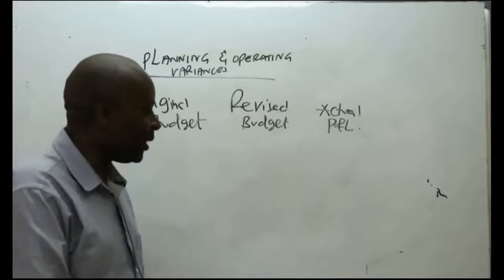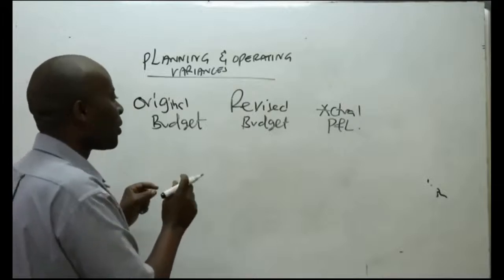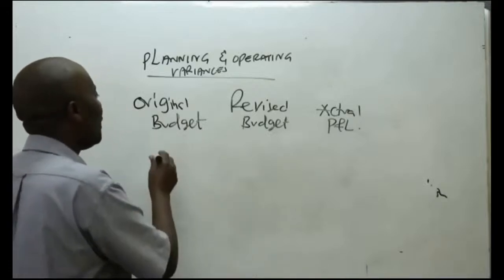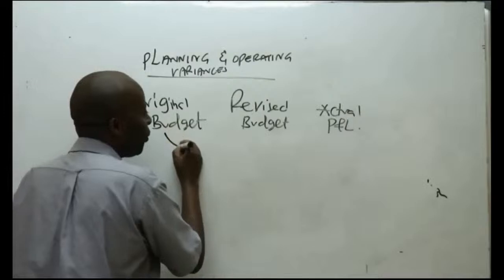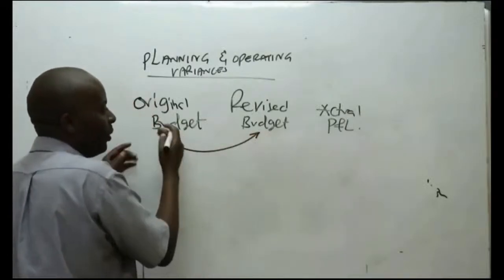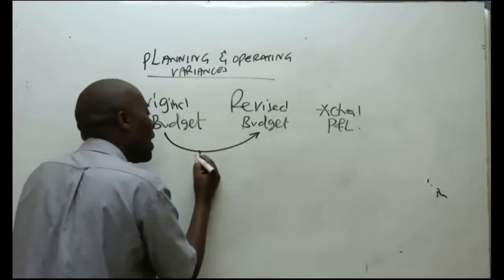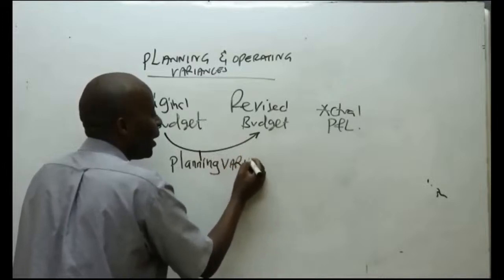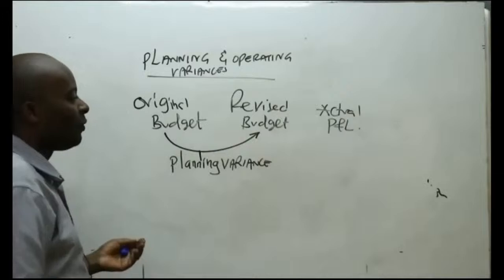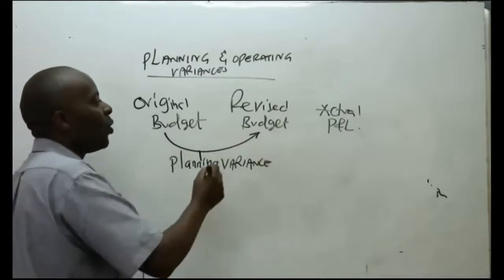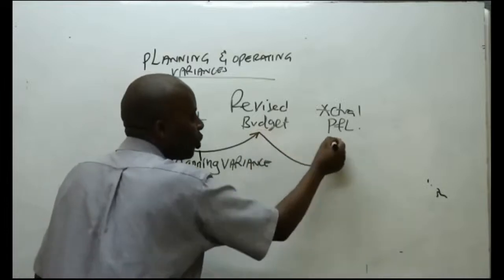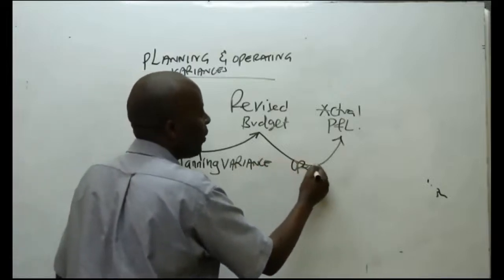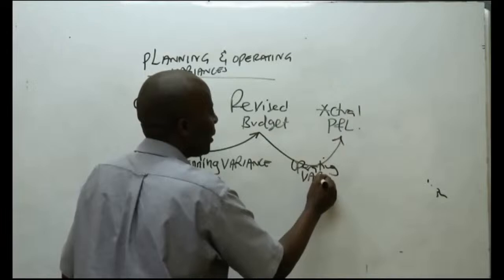Now, ladies and gentlemen, here we are. Listen to me very well. So when we have revised our budget, we shall be doing now 2 comparisons. There will be this comparison where we shall be looking between the original budget and the revised budget. We will be comparing the original and the revised. This variance will be called the planning variance. And then, ladies and gentlemen, whenever you have revised being compared with actual, we shall be having what we call operating variances.